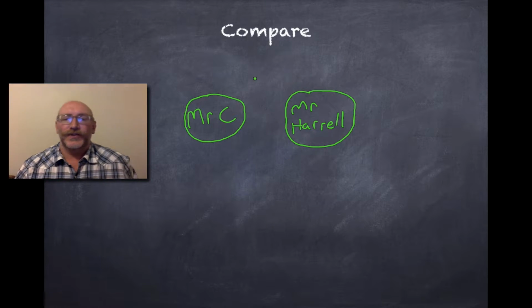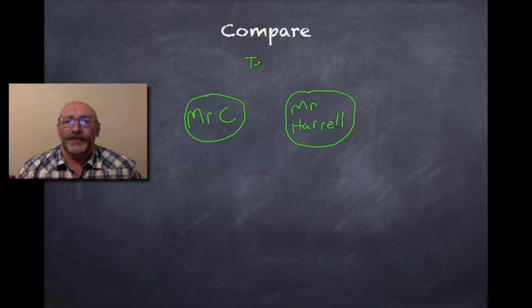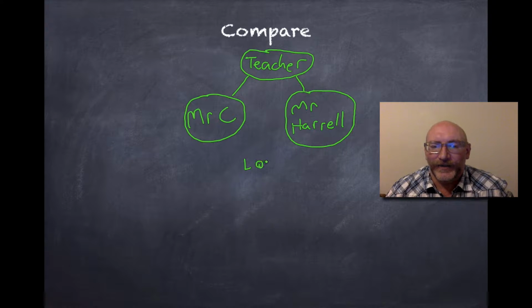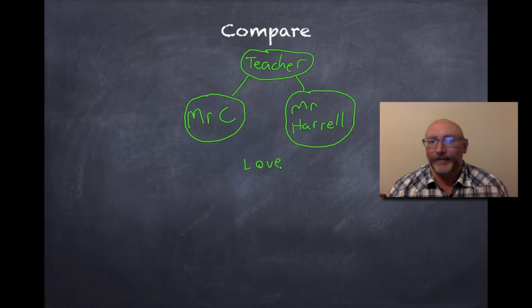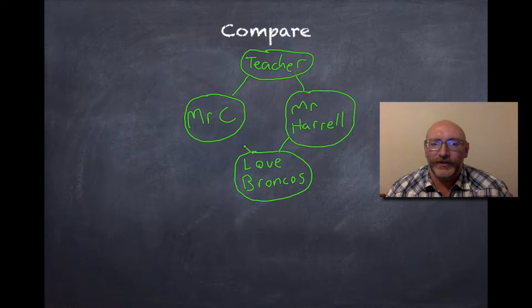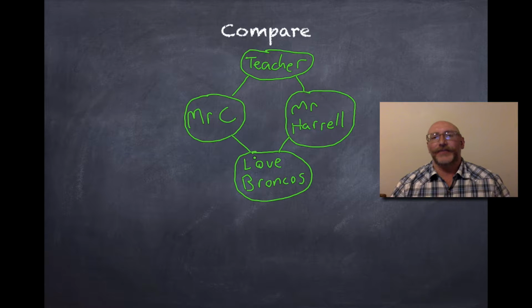So, here's one thing that is the same about both Mr. C and I. We are both teachers. I put a bubble around that, and I connect it to me because I'm a teacher, and I connect it to Mr. C because he is a teacher. Something else that I could compare, that is the same for Mr. C and I, is that we both love the Broncos. I'm going to write a bubble around it, and that will connect to me, and it will connect to Mr. C. These are things that we can compare.